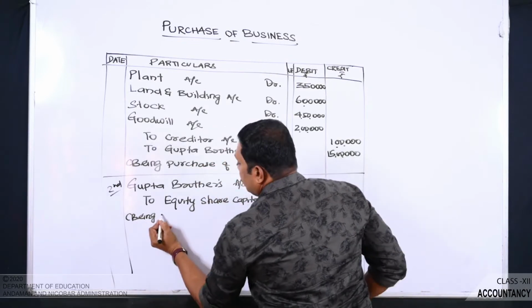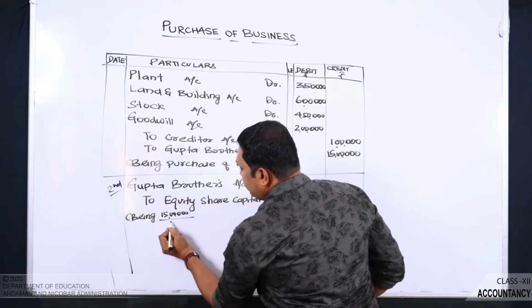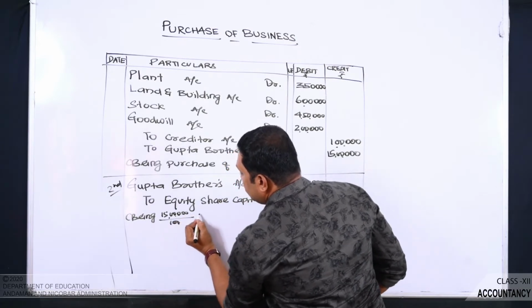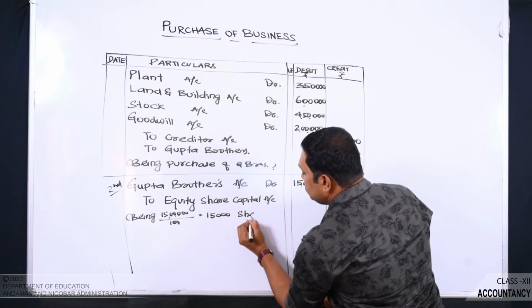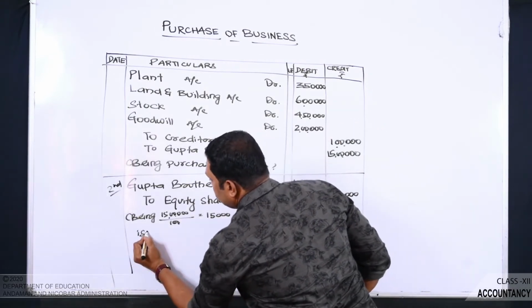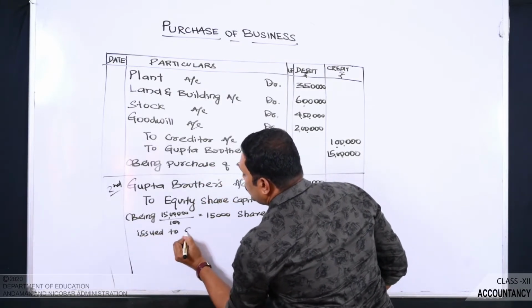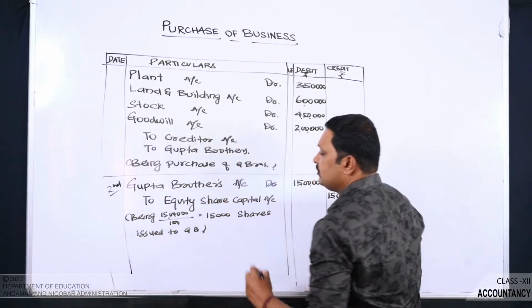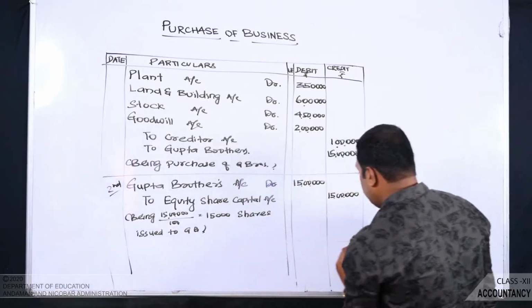15 lakh divided by the face value of 100 is 15,000 equity shares issued to the Gupta brothers. This is the narration. Very easy to solve, no?